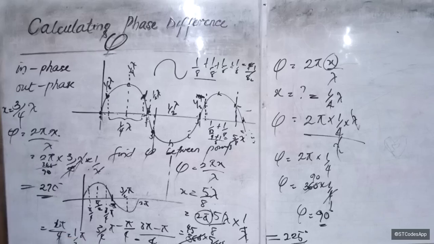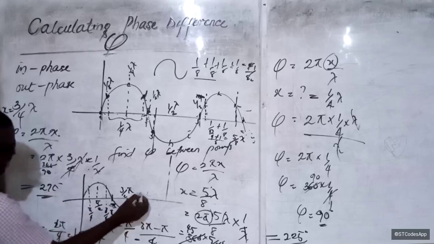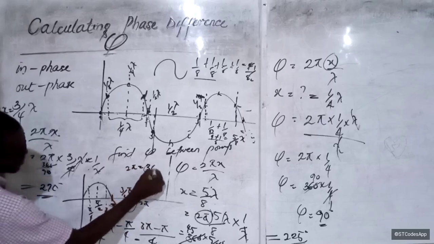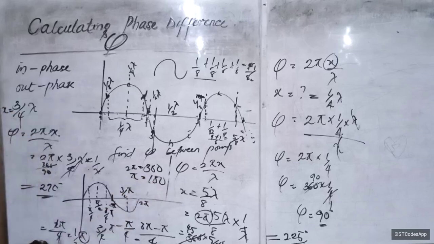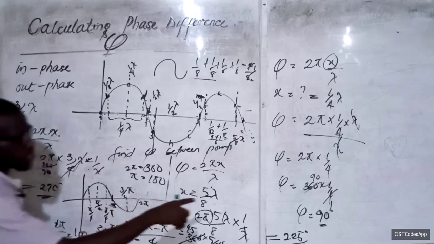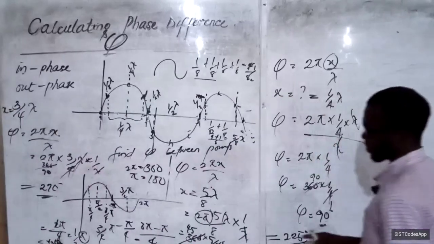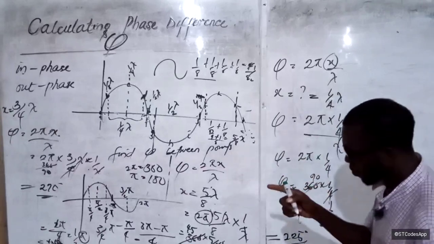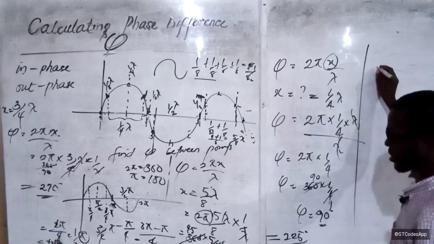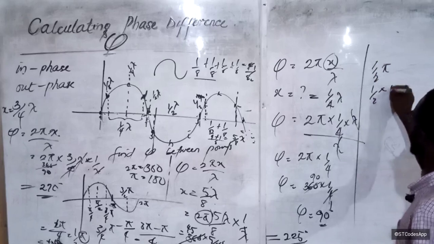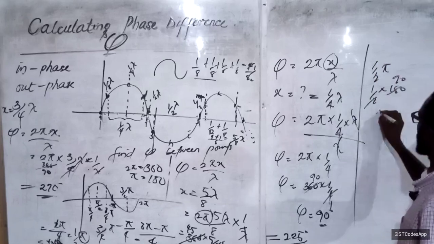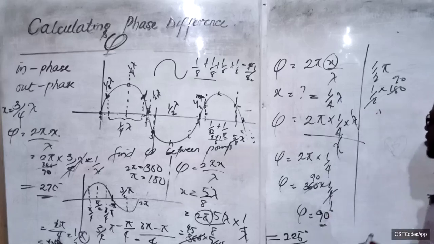So what is 1 over 2 pi? Remember that 2 pi is 360, so what will pi be? Pi is 180. So 1 over 2 pi will be equal to 1 over 2 times 180, which is 90 degrees. So that was why we got the 90 degrees here. Do you understand? 1 over 2 pi, pi is 180, so 1 over 2 times 180 is also 90. So that was how we got our 90 degrees here.